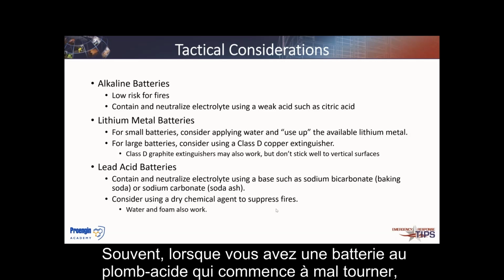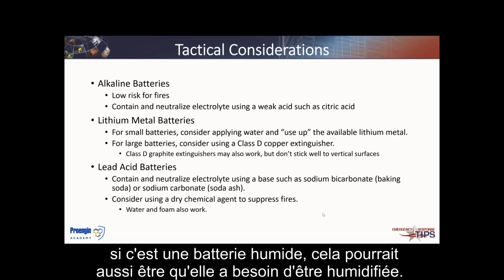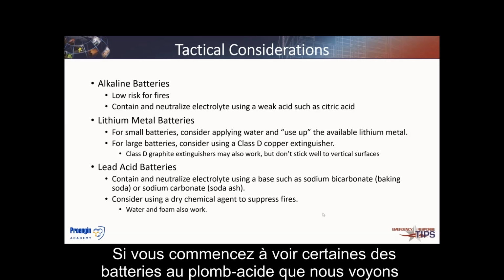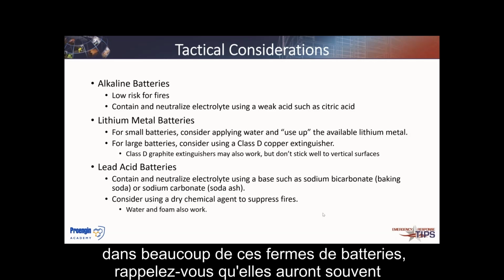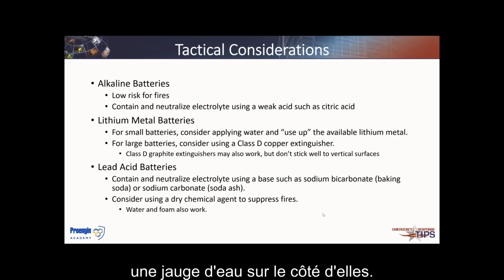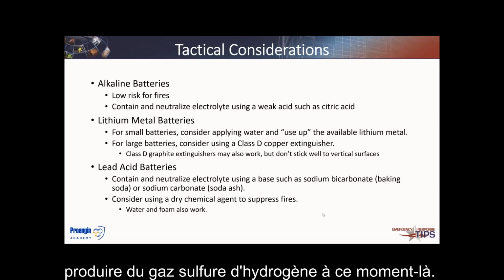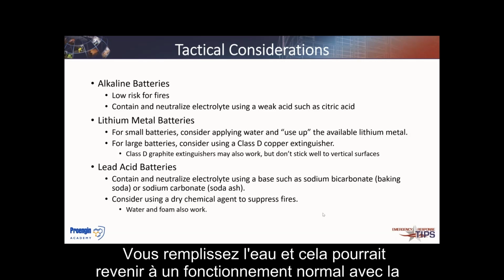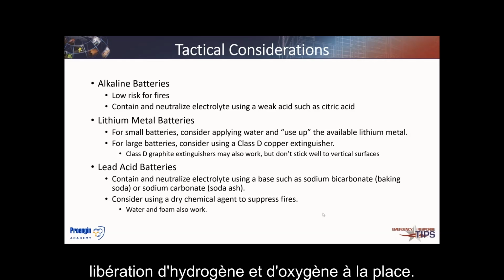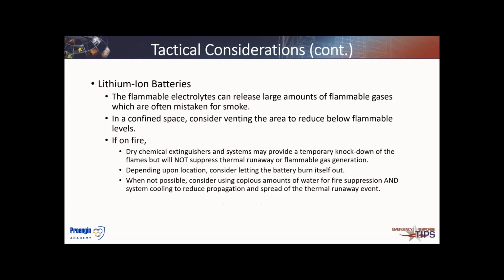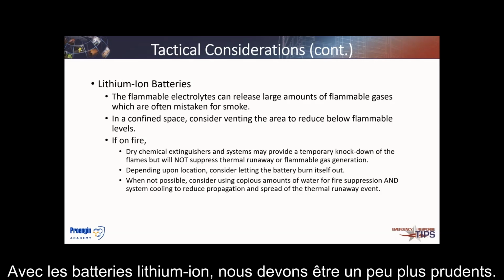A lot of times when you have a lead acid battery starting to go wrong, if it's a wet battery, it could be that it needs to be watered. So if you see some of the lead acid batteries that we see in a lot of these battery farms, just remember that they often have a water gauge on the side of them. And if that water gauge is showing low levels of water, they could be producing hydrogen sulfide gas at that time. You fill up the water and it may go back to operating properly, with hydrogen and oxygen being released instead.